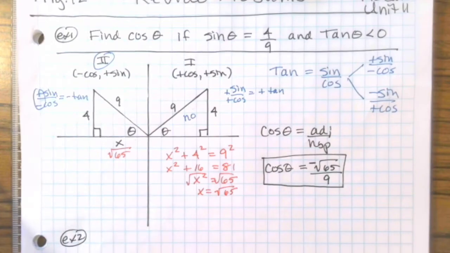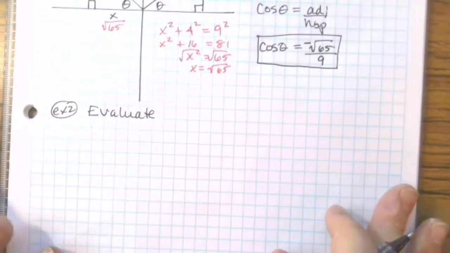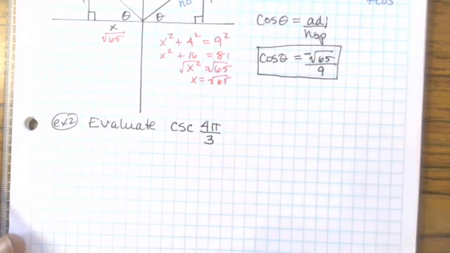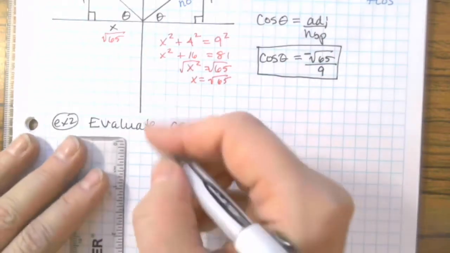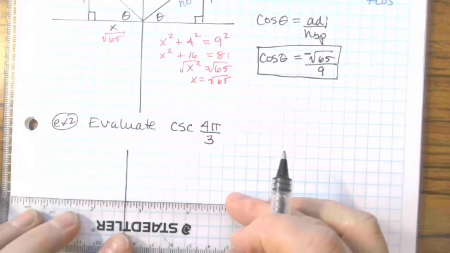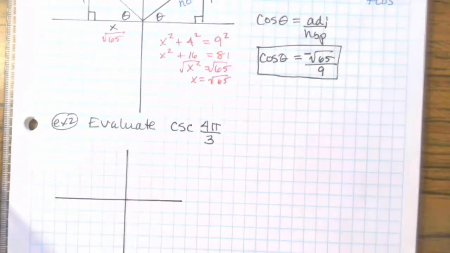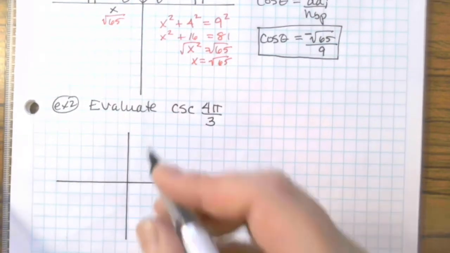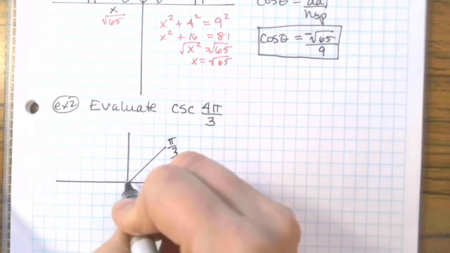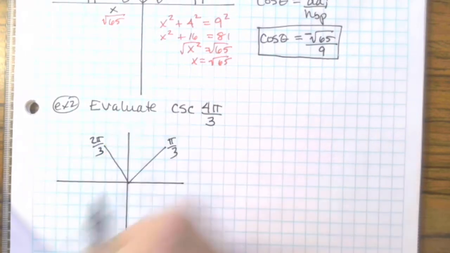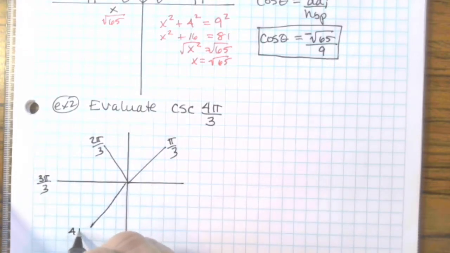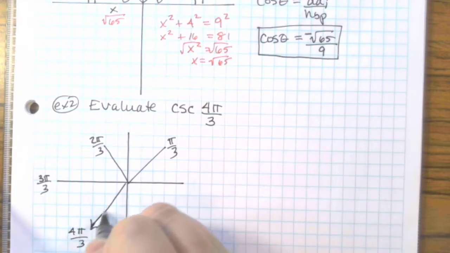So example 2, evaluate, which means get a value. We're going to evaluate cosecant of 4 pi over 3. Okay, so again, we're going to make a little graph here. And the unit of measurement is by thirds. So we have 1 pi over 3, 2 pi over 3, 3 pi over 3, and here is where our 4 pi over 3 leads us, right here.